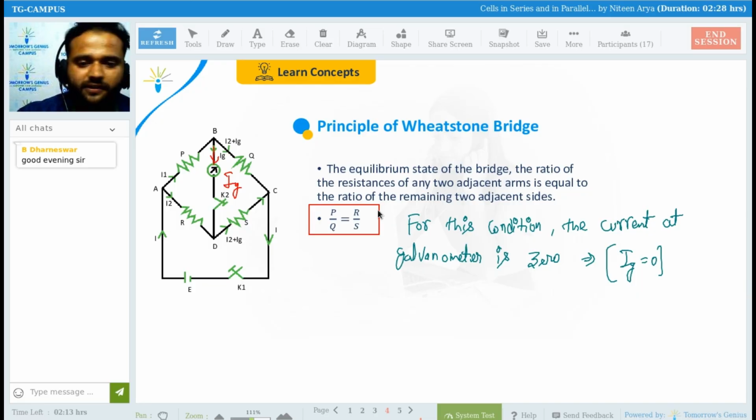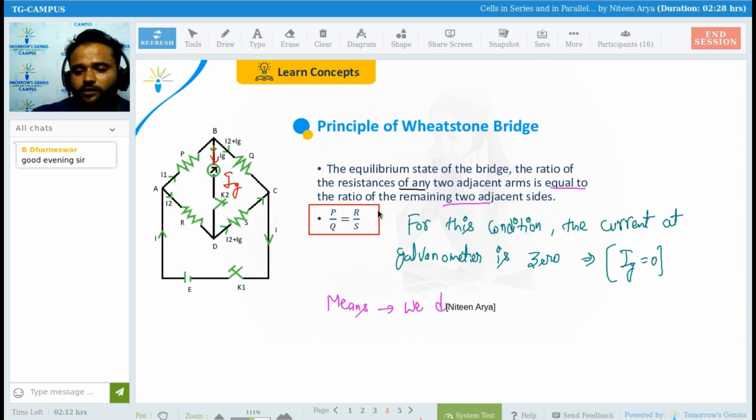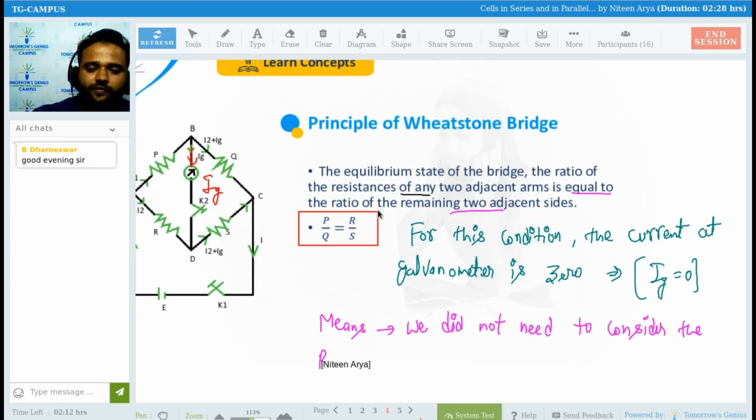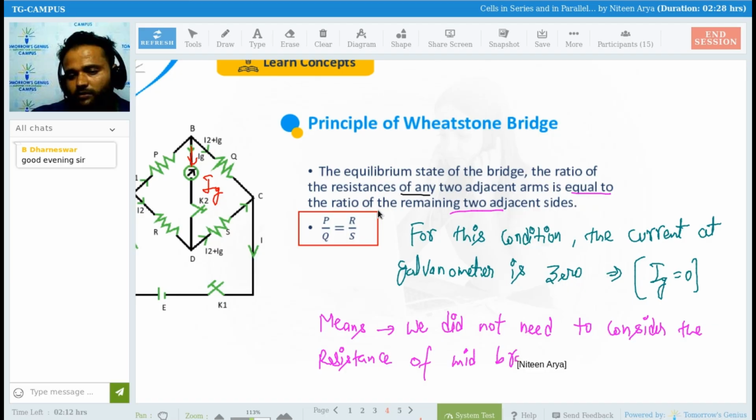Okay, so this is your equilibrium state. In the equilibrium state of a bridge, the ratio of the resistances of any two adjacent arms is equal to the ratio of the remaining two adjacent arms. It can be P by R equals Q by S also, but in general, P by Q equals R by S. So when the ratio is equal, the current at the galvanometer is 0, that is Ig equals 0, which means we do not need to consider the resistance of the galvanometer, the mid branch.